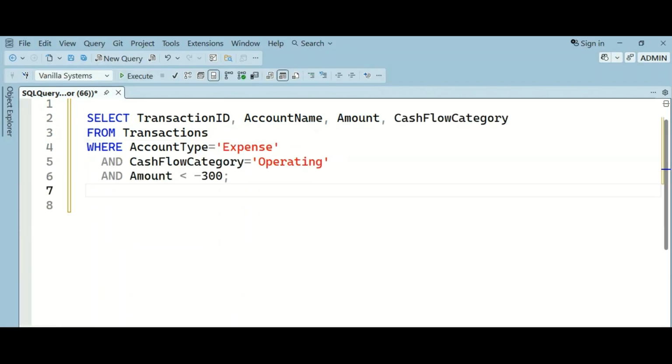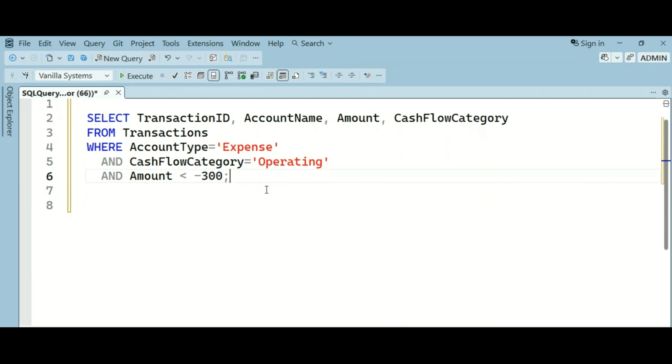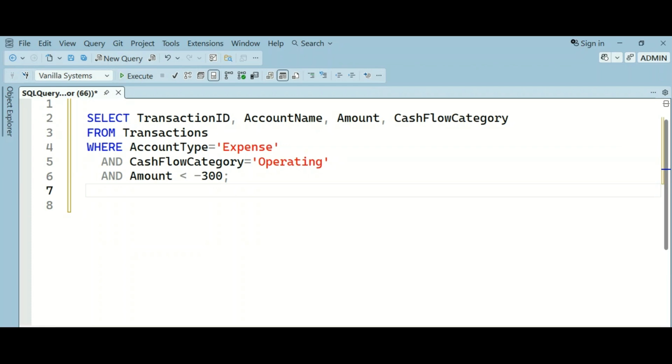example. Okay. In this query we combine multiple conditions using the AND operator. Only rows that meet all criteria are returned. Accountants can use this to flag significant operational expenses. In Excel, this is like using a multi-criteria filter or a SUMIFS formula with multiple conditions. SQL allows this logic to run automatically for large data sets.